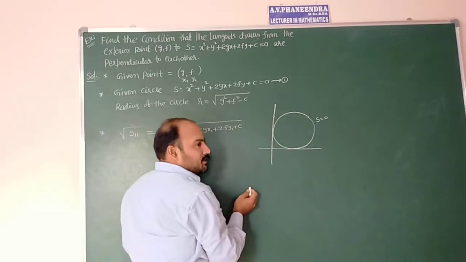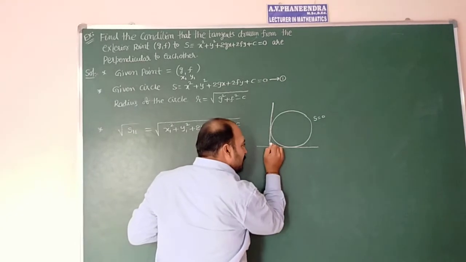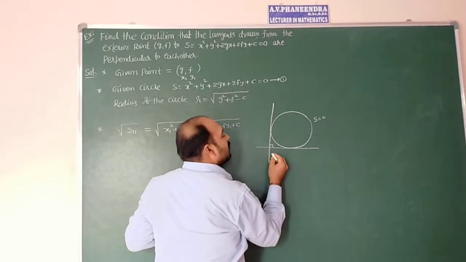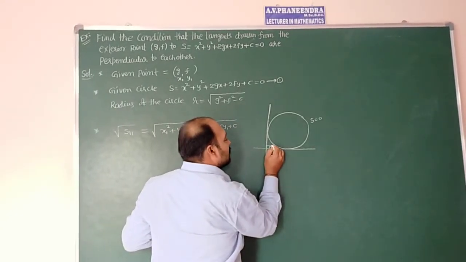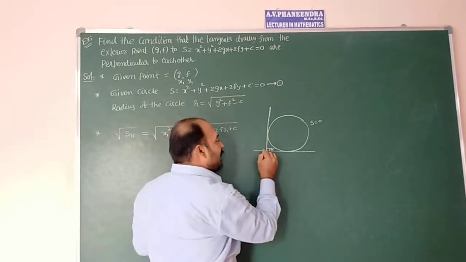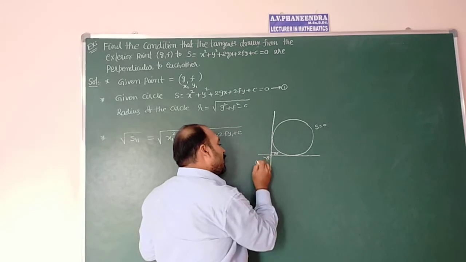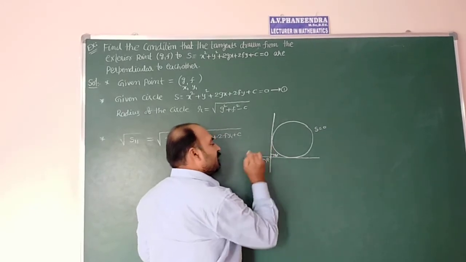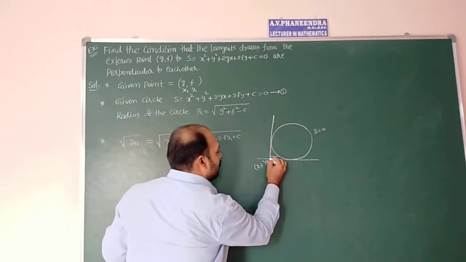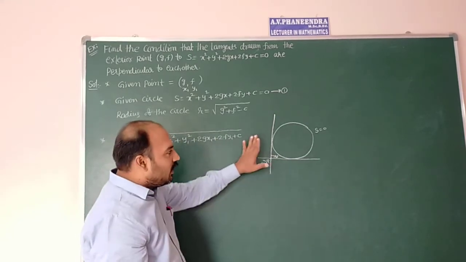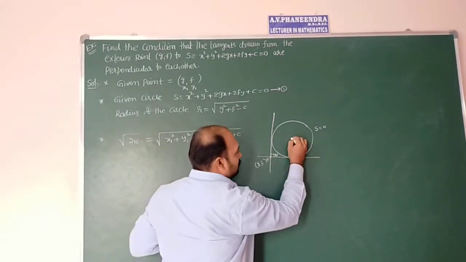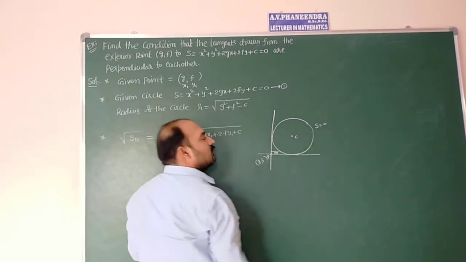These are the tangents. Tangents make an angle of 90 degrees, that means a right angle. Here the point P is there. This point is (g, f). Now we are going to calculate this condition. This is the center of the circle.